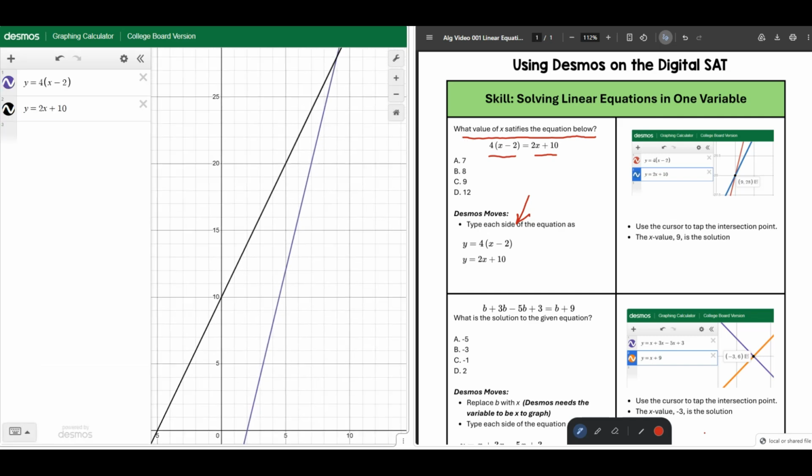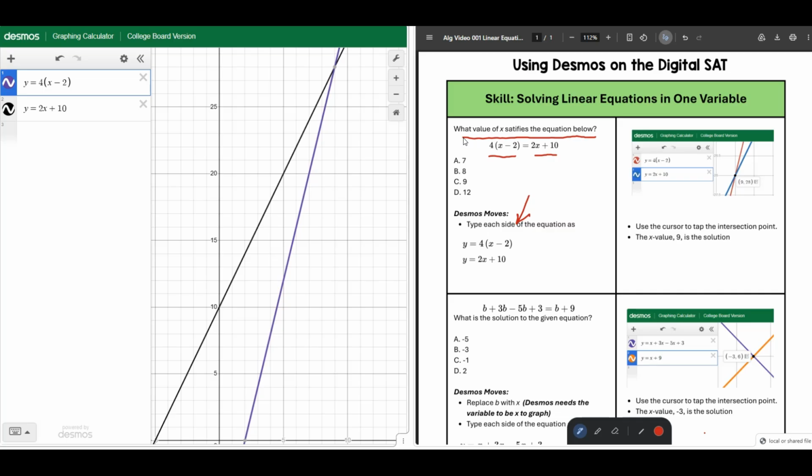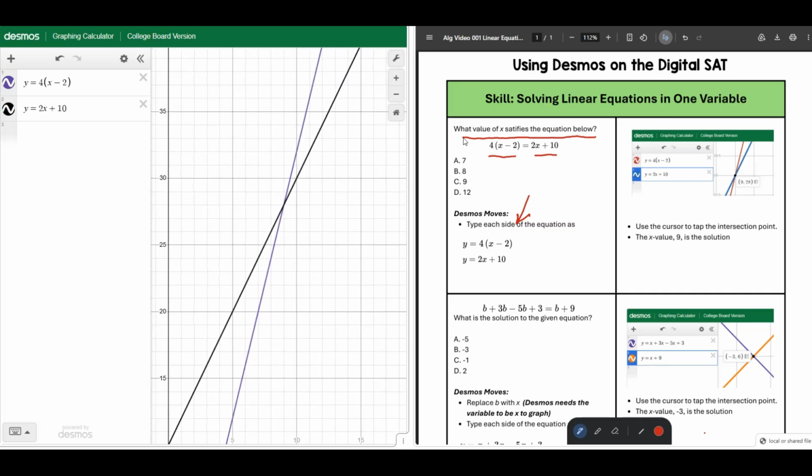Then you're going to want to scroll on your screen and find where the two lines intersect. If you use your cursor to tap on the intersection, the ordered pair will pop up for you, which should be (9, 28). And note that the x value 9 is your solution to the equation.